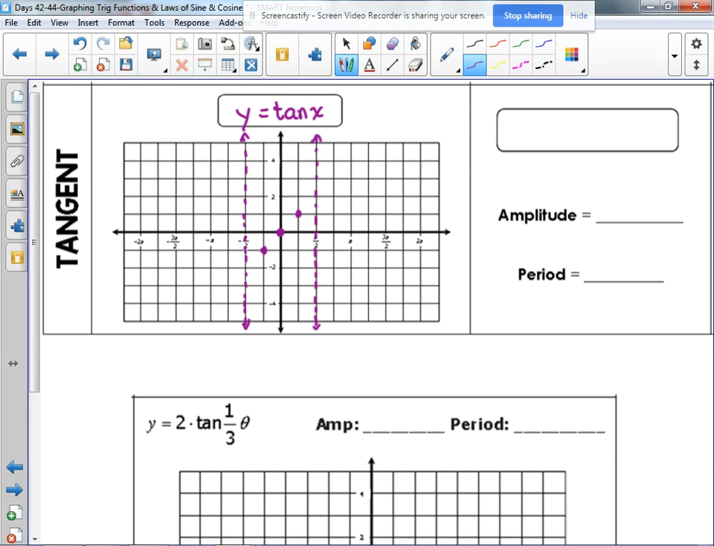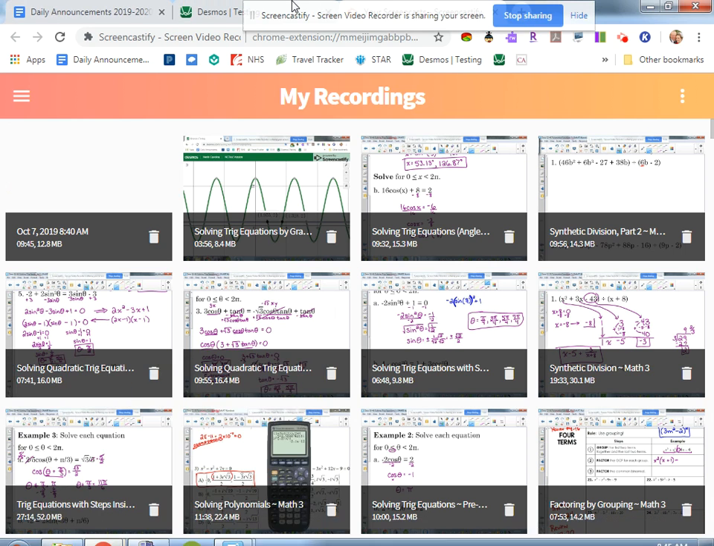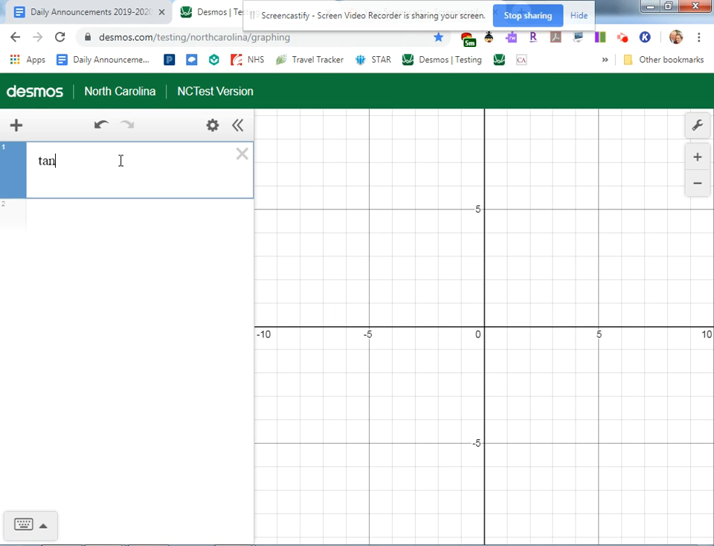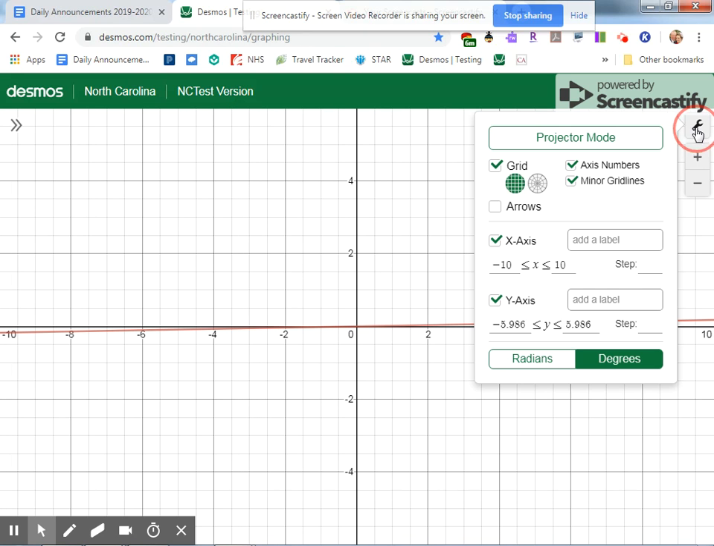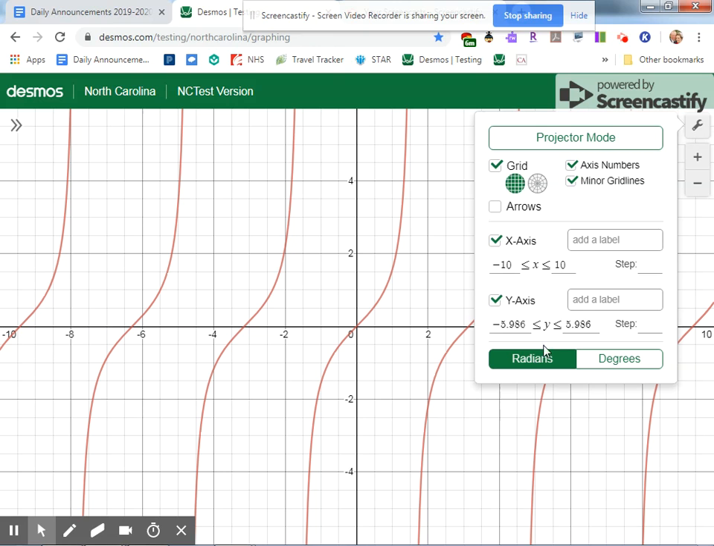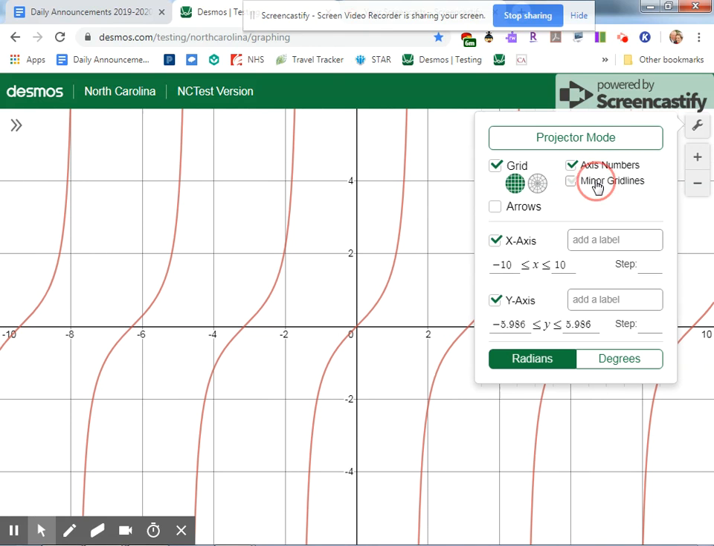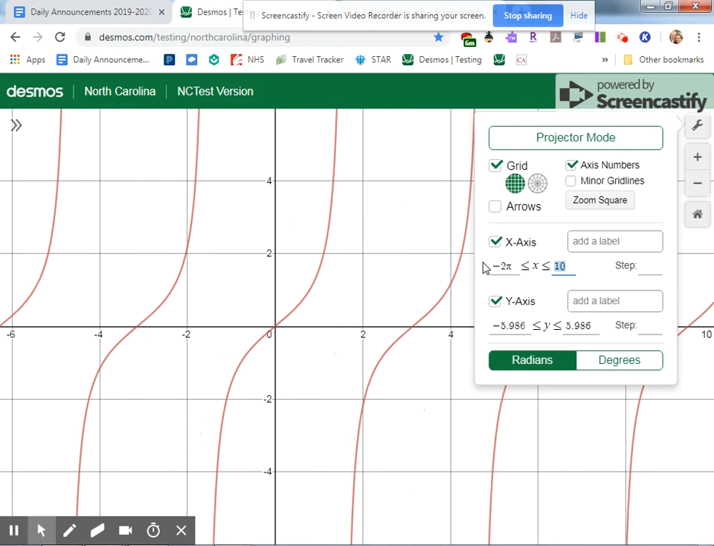We could plug in a few other values there, but I'm going to now fill in this half. Now, that does not look right, obviously. Scale is very different. We talked about this the other day. Let's put it in radians. Get rid of that. Let's make our x-axis -2 pi to 2 pi.